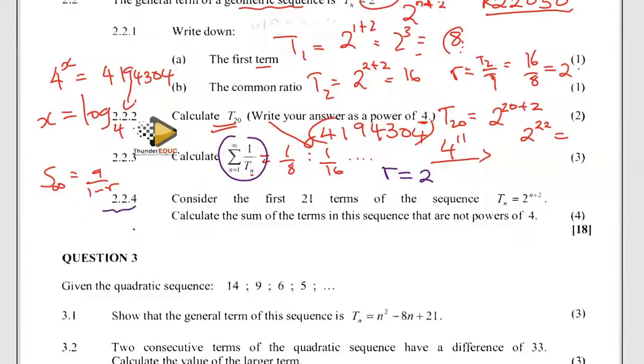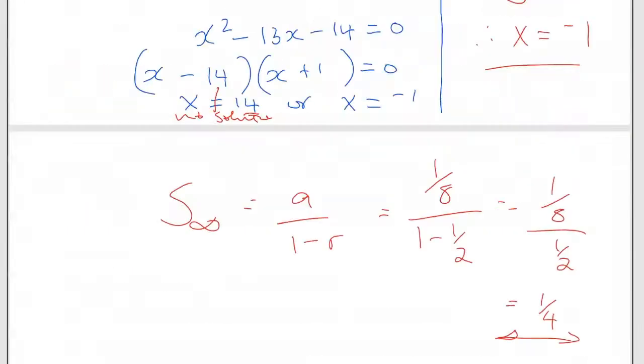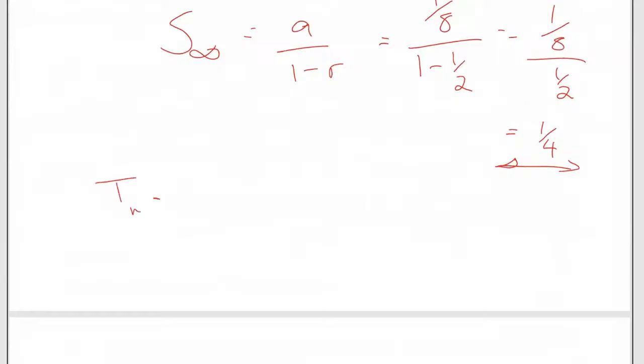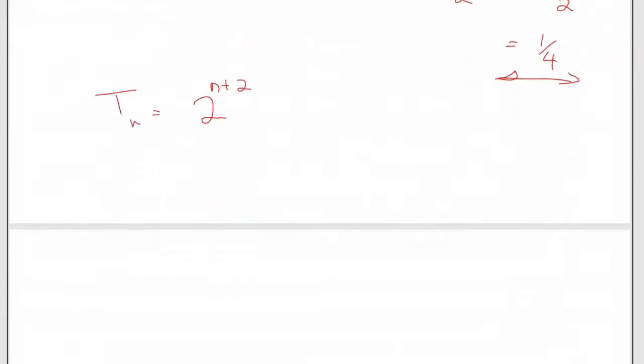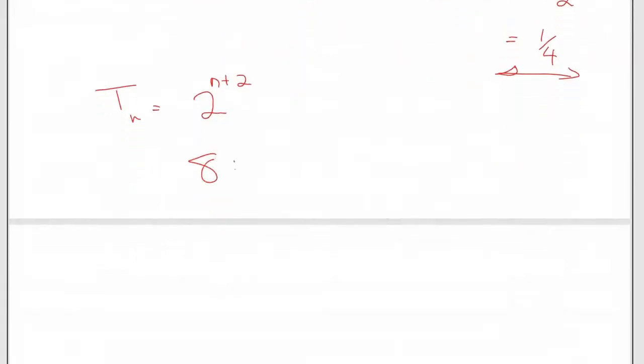Then 2.2.4, consider the first 21 terms of the geometric sequence. Calculate the sum of terms in the sequence that are not powers of 4. Interesting. Let me write it this side. So it's saying we have Tn being 2 to the exponent of n plus 2. We saw that the first term was 8. The second term was 16. The third term is supposed to be 32. And then the fourth term, which is supposed to be 64.